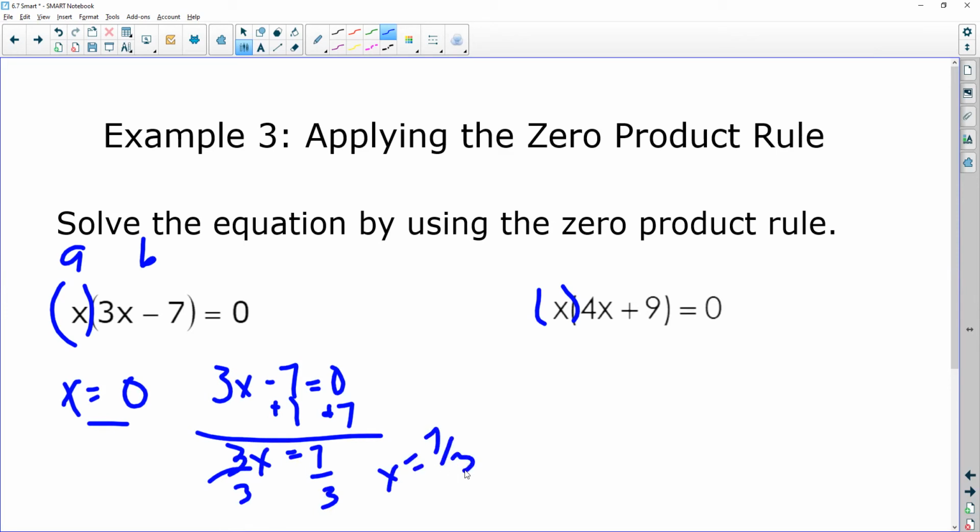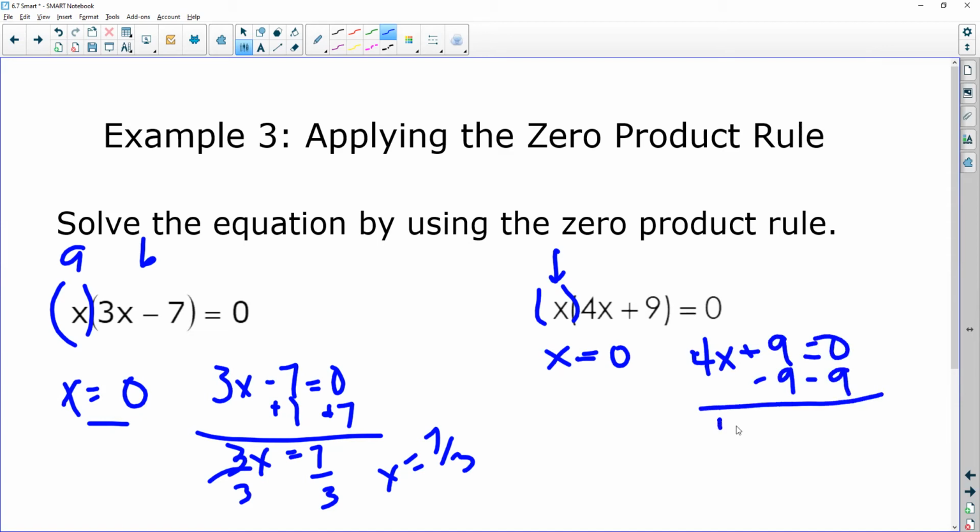Remember, 0 is a valid answer to something. Like if you ask me how many cupcakes I have right now, I have 0. That's the truth. On this side, same thing. x is 0, but you can't ignore that x. It's got to be accounted for. Or 4x plus 9 equals 0. And I'm just going to solve 4x plus 9 for x. So 4x equals -9, divided by 4. So x over here is 0 or -9/4. I misspoke earlier.